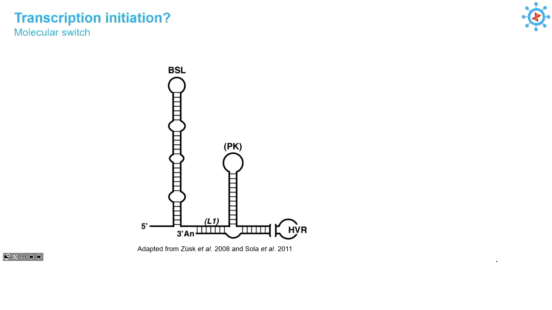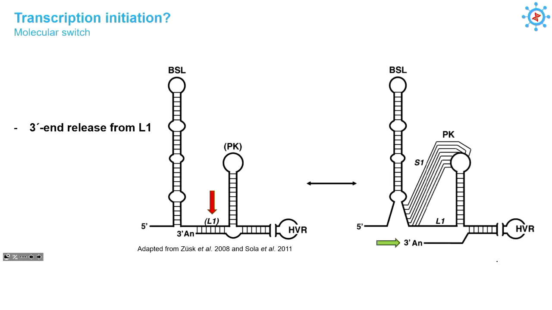And why is this relevant? This bulged stem loop has been proposed to be a molecular switch involved in the initiation of transcription. What has been proposed is that when the switch is off, the 3' end is paired with the L1 region, and there is no pseudoknot. Then the 3' end is released from the L1 region. The pseudoknot forms, and this allows transcription to initiate.